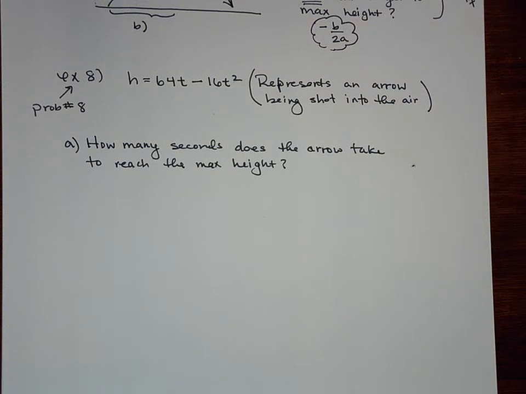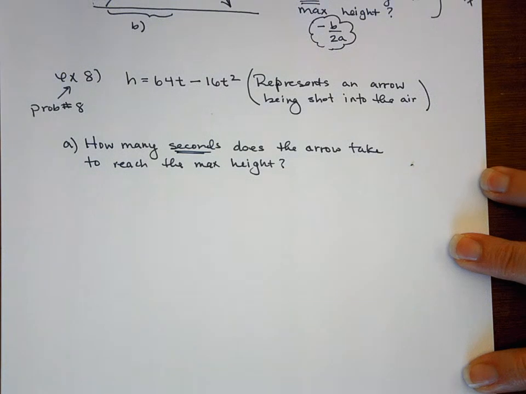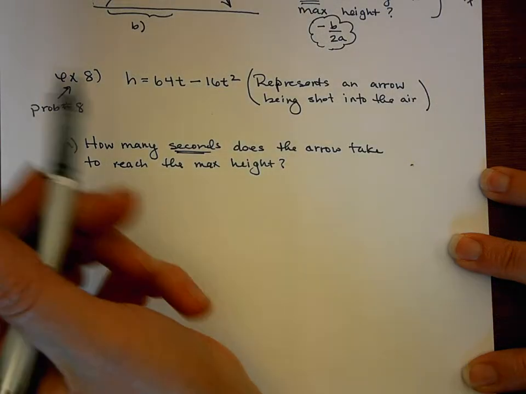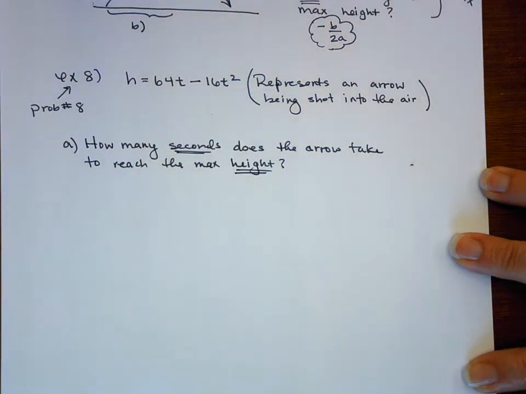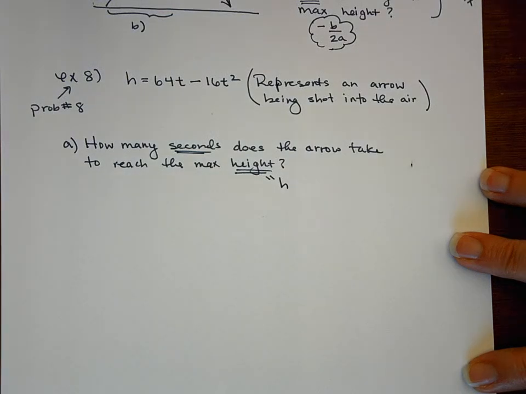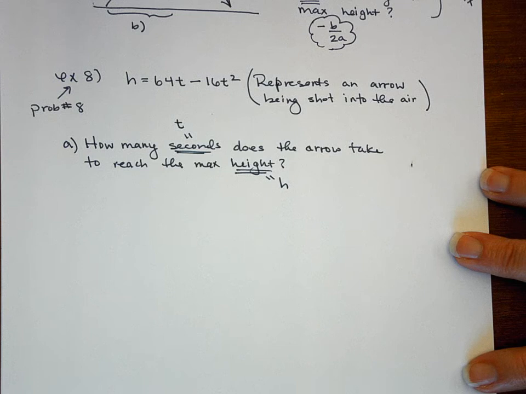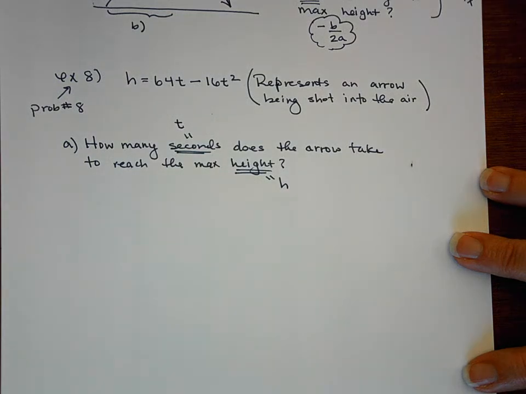So one of the clues is they tell you that they want to know how many seconds, and we also have questions about height. So what do you think the H stands for, and what do you think the T stands for? Okay, so let's figure that out. So Miles, what do you think the H stands for? And then the T? So our T is our time, and then H is our height.